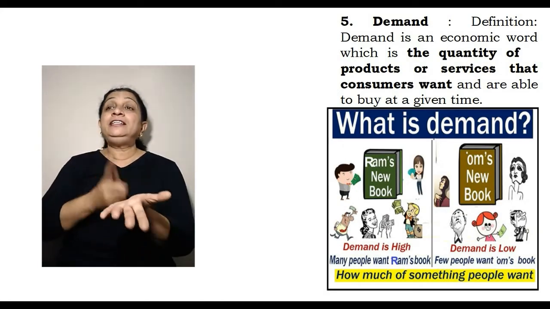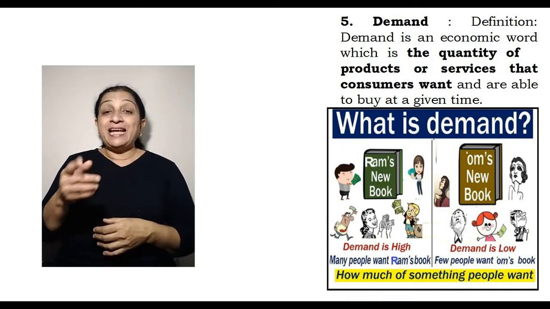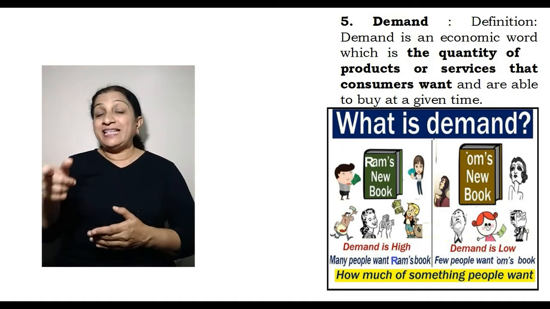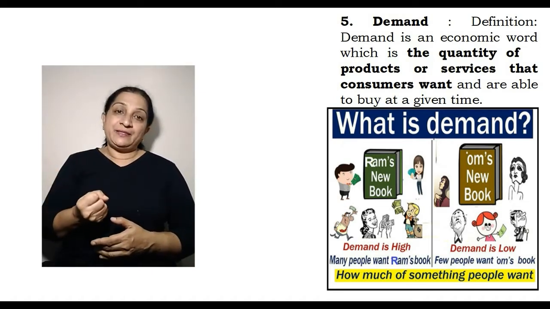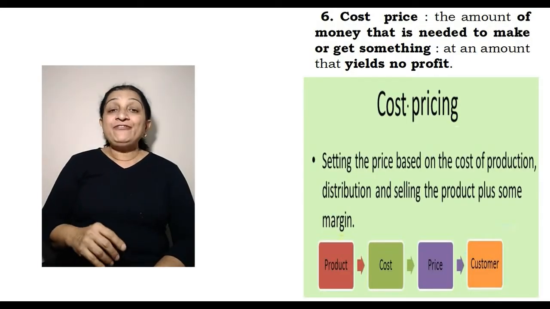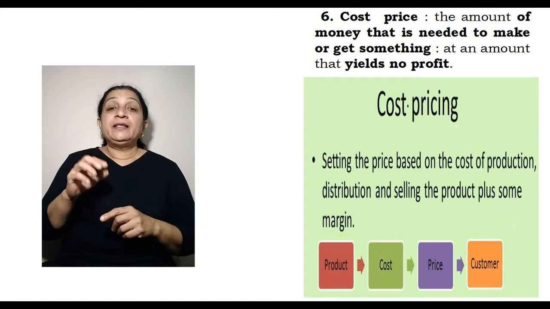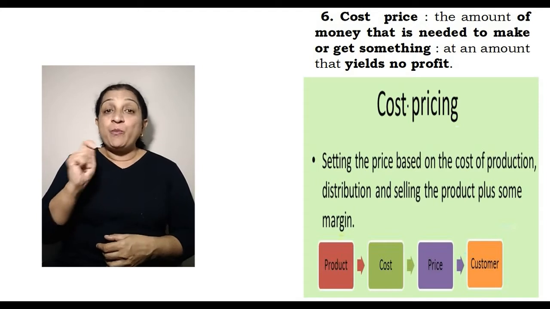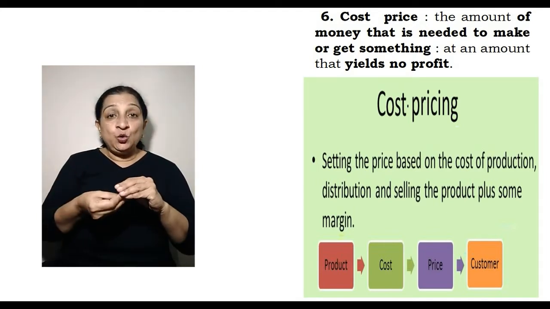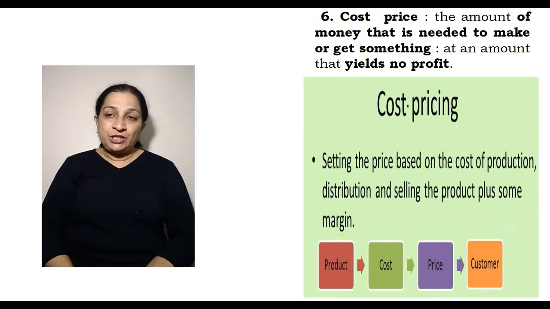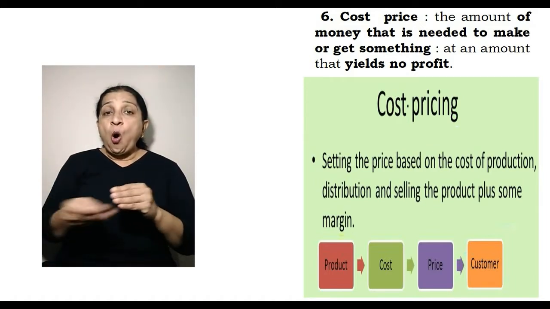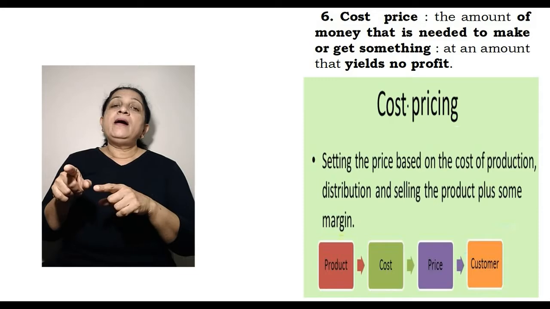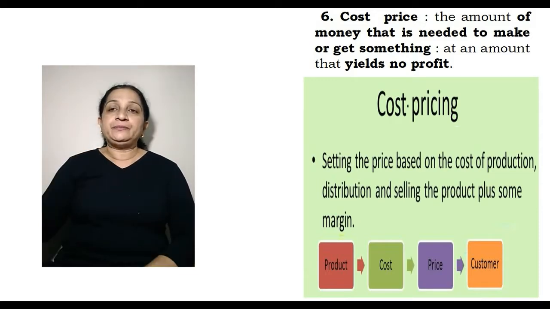Then fifth, you have demand. The definition is the quantity of things or services that the consumer buys. Then you have cost price. That is explained as the money that is needed to buy, but that includes the profit. No, it doesn't include the profit. That means all the cost is added, but profit is not added. That is the meaning of cost price.